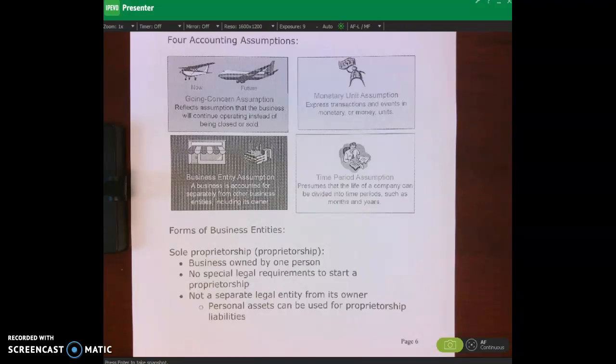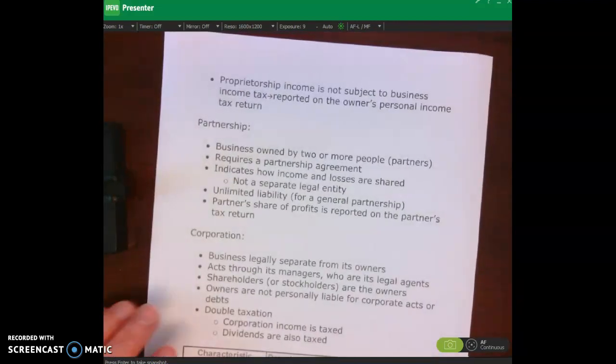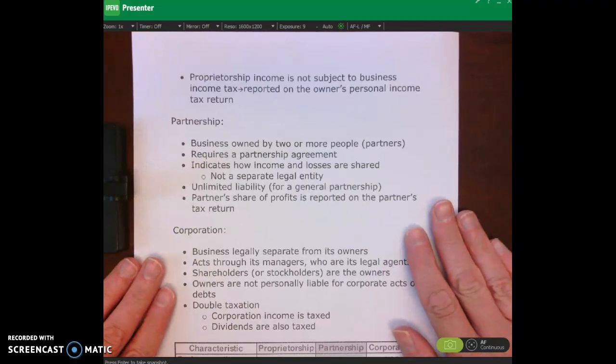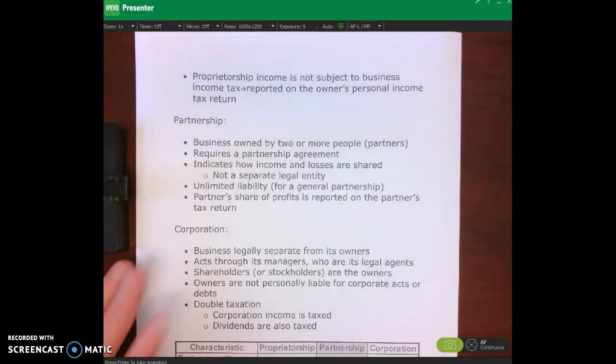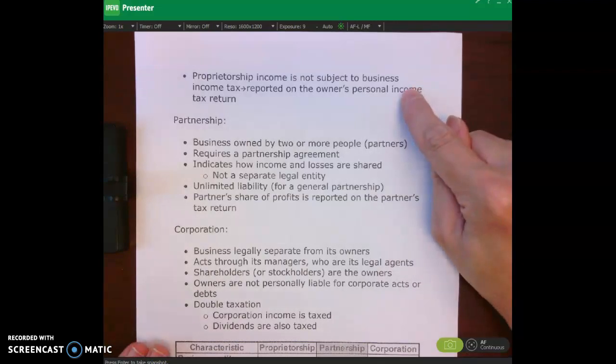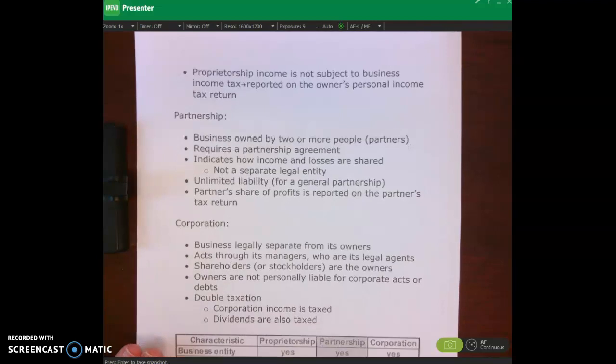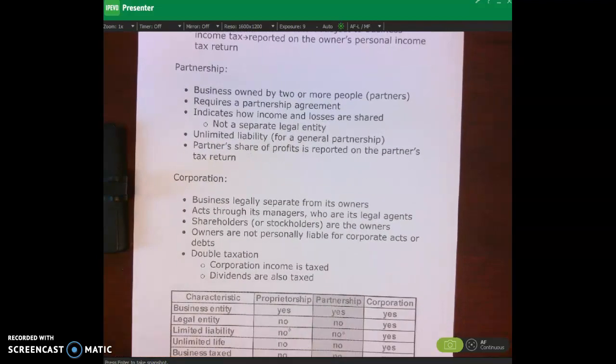Okay? Also, the other thing about a proprietorship is it's considered a pass-through entity. So that means that proprietary income is not subject to business income tax. It's reported on the owner's personal income tax return. We also have a partnership, which would be a business owned by 2 or more people, partners.